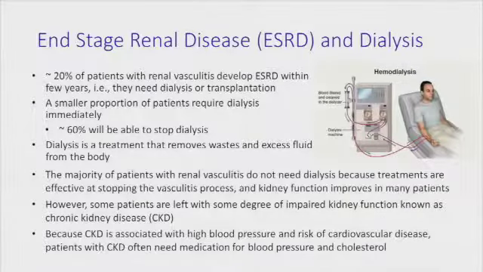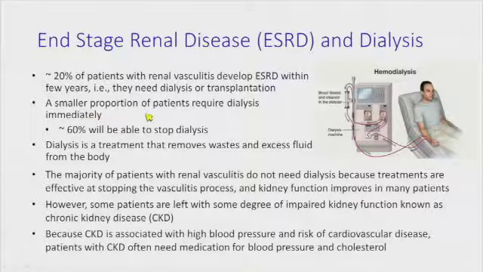So what about end-stage renal disease and dialysis? Approximately 20% of patients with renal vasculitis develop end-stage renal disease within a few years. That is, they need dialysis or transplantation. I think these data are a little bit older. I haven't been able to find any new data, but based on what we see in clinic, I'm pretty sure that this is lower than 20% in our days.